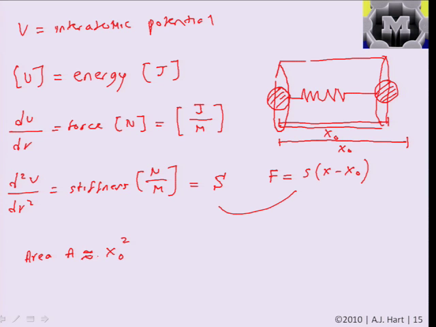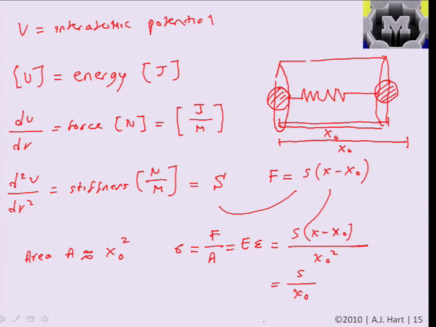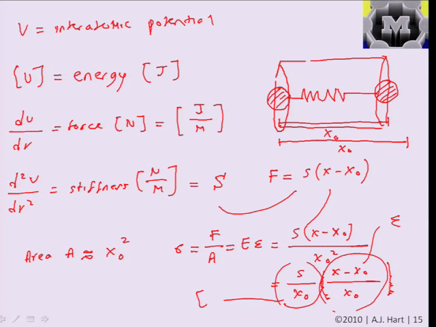So if we go back to our classical definition of stress as force over area, which we know is the Young's modulus times the strain epsilon, then the force is the stiffness times X minus X naught, and the area is X naught squared. If we separate variables, we have S divided by X naught times X minus X naught divided by X naught. This looks exactly like our definition of strain, epsilon, delta L divided by the initial length. And let's say that this is the very simple definition of the Young's modulus of our little nano unit cell here, our pair of atoms.